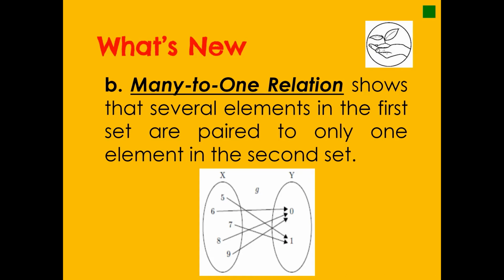For many-to-one relation, several elements in the first set are paired to only one element in the second set.